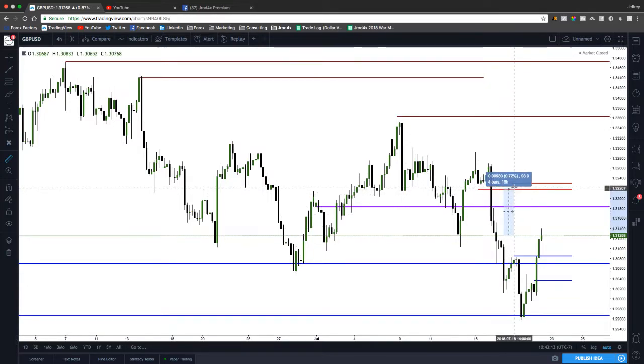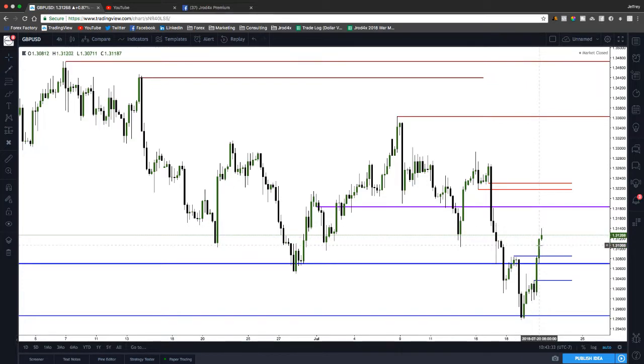And ultimately, if we get above this high right here, coming in at 1.3268, then I think that'll lead us back up to this 1.3360, and then ultimately above here at the 1.3440 level. So that's how I'm going to be playing this.